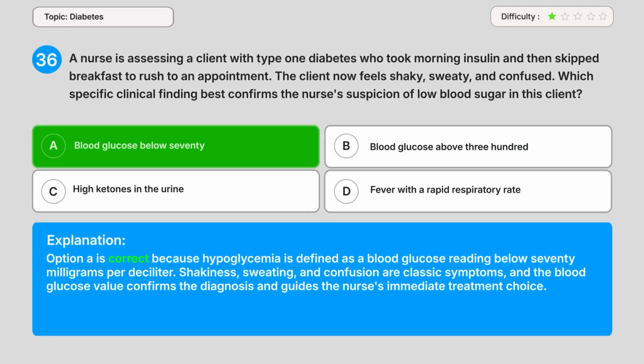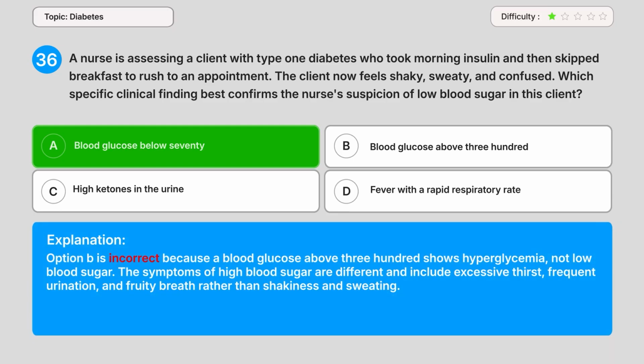Explanation. Option A is correct because hypoglycemia is defined as a blood glucose reading below 70 milligrams per deciliter. Shakiness, sweating, and confusion are classic symptoms, and the blood glucose value confirms the diagnosis and guides the nurse's immediate treatment choice.